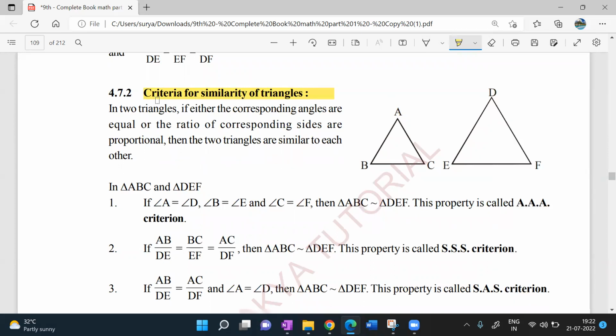One second. If two triangles are similar, when can you say that? If the corresponding angles are equal or the ratio of corresponding sides are proportional to each other, then I can say that they are similar triangles. Both of them should be true, or any one? Or he is saying ratio.